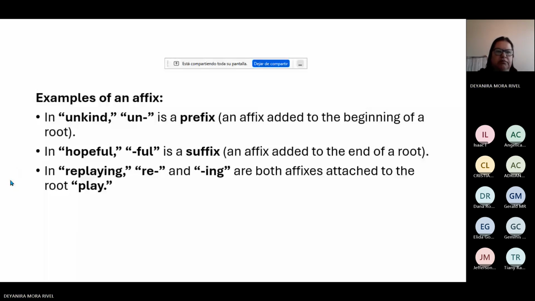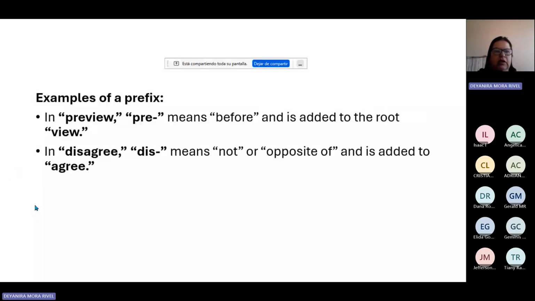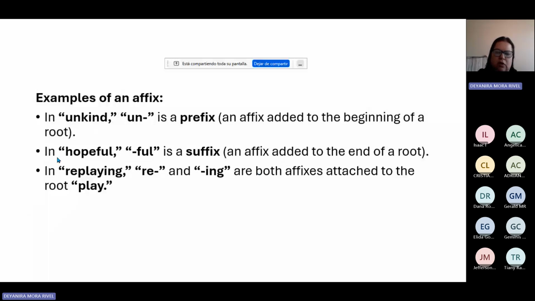Why is my, sorry, I'm trying to show it with my mouse. Okay, okay, now.